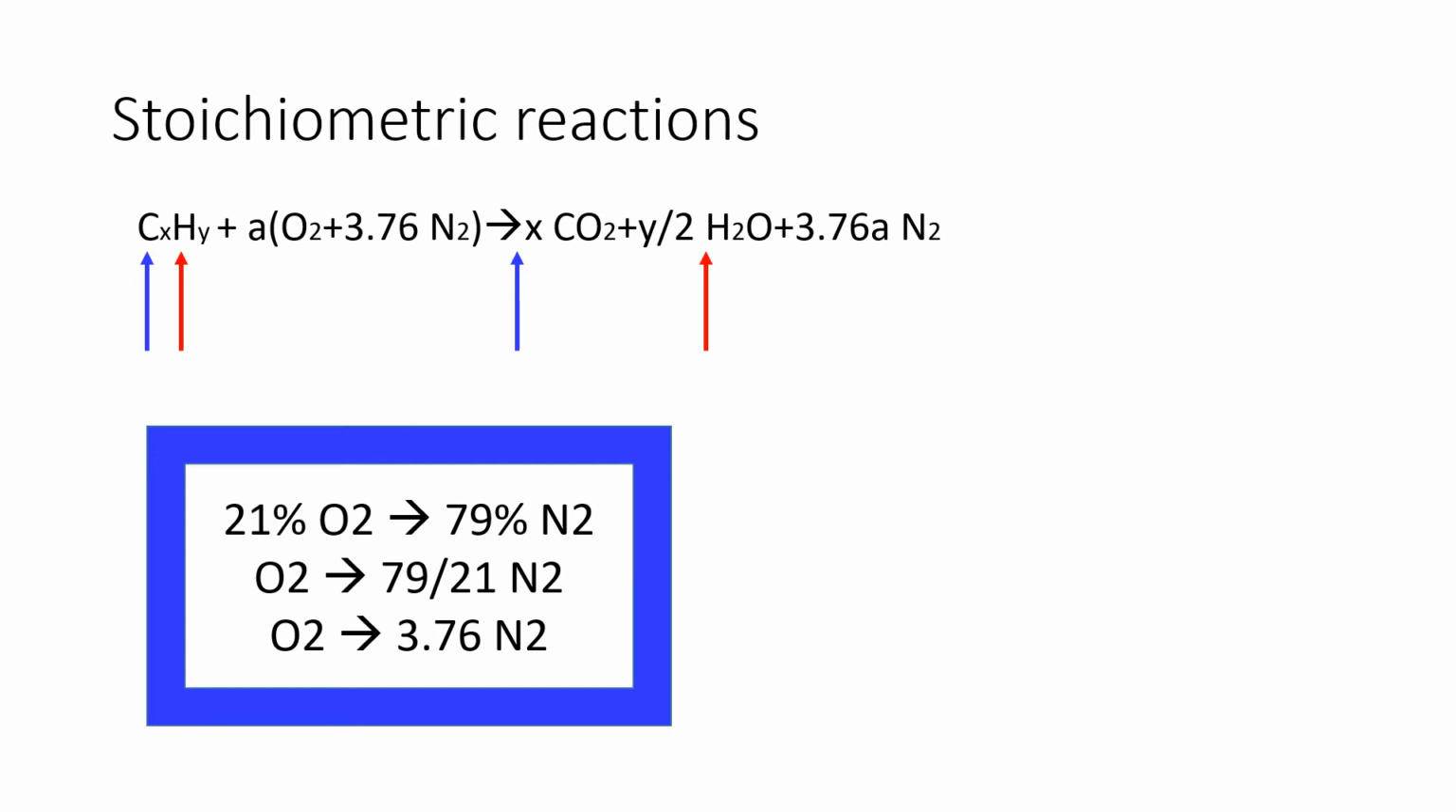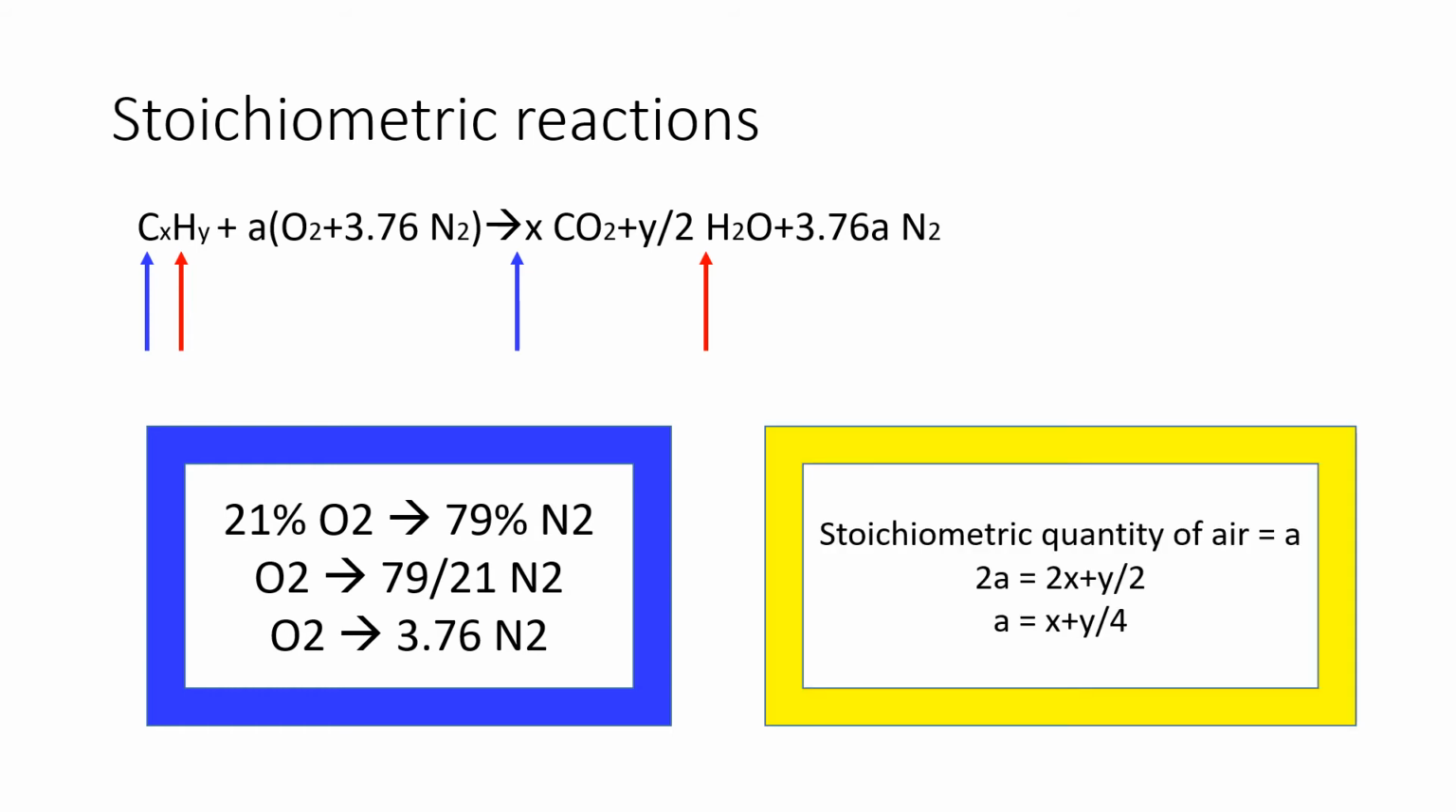There are 21% of oxygen and 79% of nitrogen in air, which is a volume percentage, and it is equivalent to molar percentages. That means per 1 mole of oxygen, there are 3.76 moles of nitrogen. The stoichiometric quantity of air required for combustion of CxHy is a. We can find a by balancing the oxygen atoms, and it is equal to x plus y divided by 4.